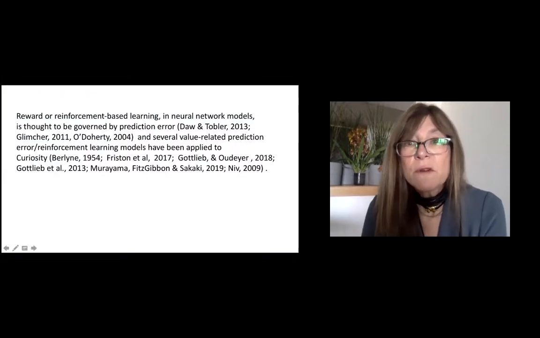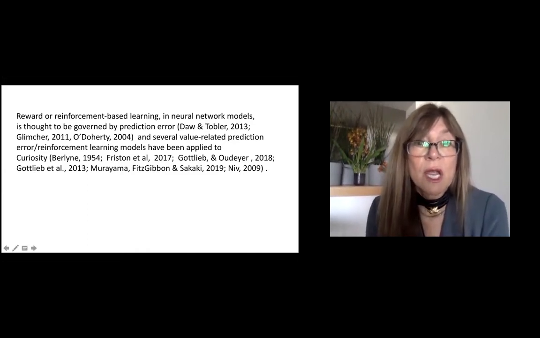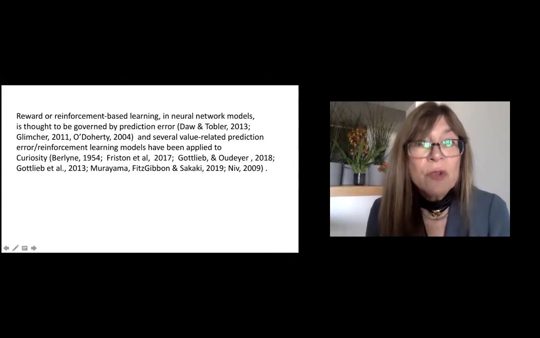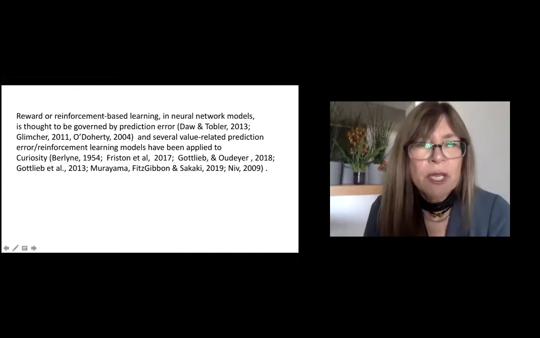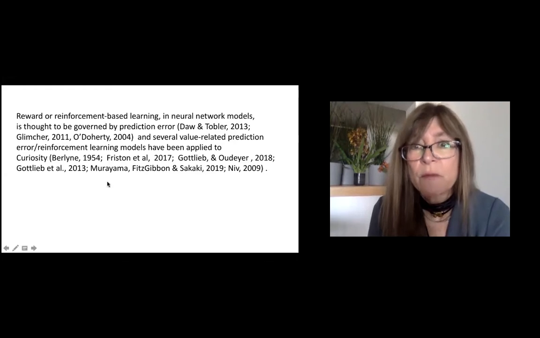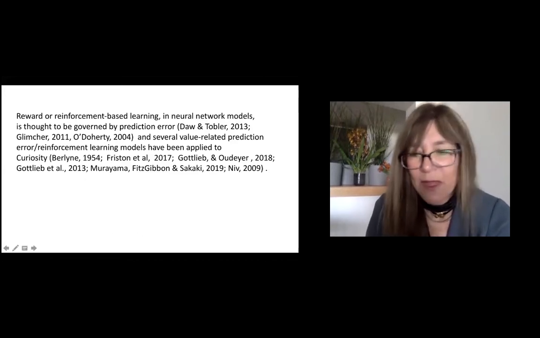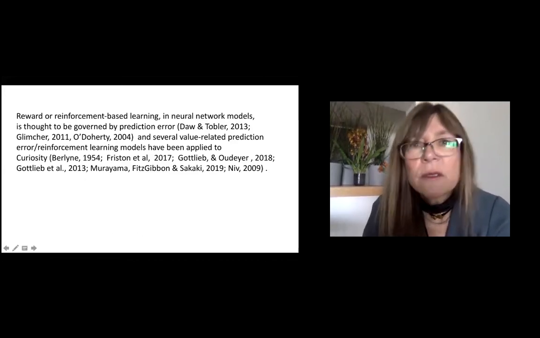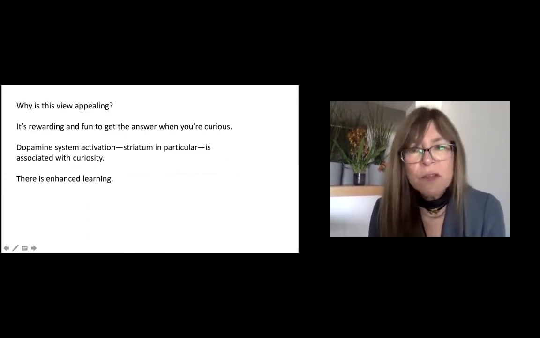So reinforcement learning in neural networks is thought to be governed by prediction error. And there are value-related prediction error models that have been applied to curiosity, and there are quite a few of them, and they're not that old. Okay, so people are still working on this. It's not a straw man. Okay, why is this view appealing?